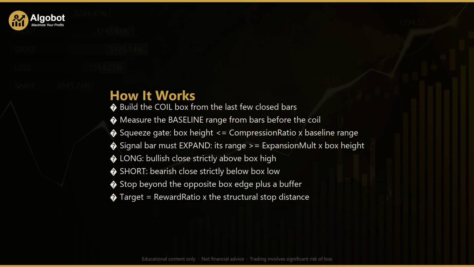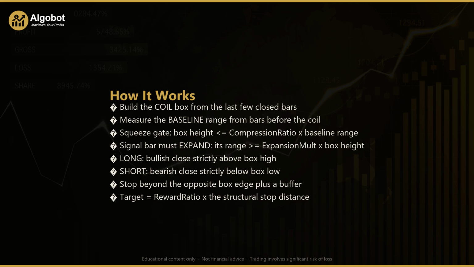Let's walk through the exact logic step by step. The strategy only acts once per newly closed bar, so it never reacts to the noise of an unfinished candle. When a fresh bar closes, it goes to work. First, it builds the box. It takes the most recent closed bars, the number set by the CoilBars input, and finds the highest high and the lowest low across them. That high becomes the box top, that low becomes the box bottom, and the distance between them is the box height. This is the coil, the tight consolidation we want to trade out of.